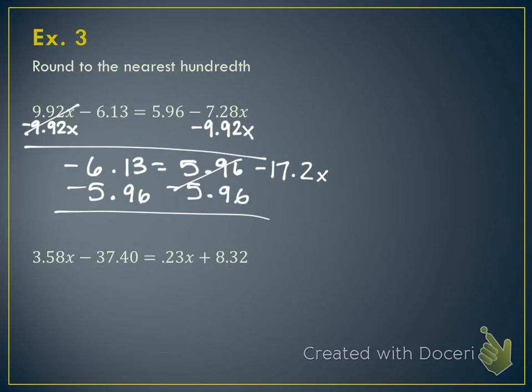Negative 6.13 plus negative 5.96 is what? Negative 12.09. Very good. Negative 12.09 is equal to negative 17.2x. Now what am I going to do? Desmond? You would do a division. Very good. Division. Negative 17.2 is what I'm going to divide with on both sides. Negative 12.09 divided by negative 17.2. What is x equal, Christian?